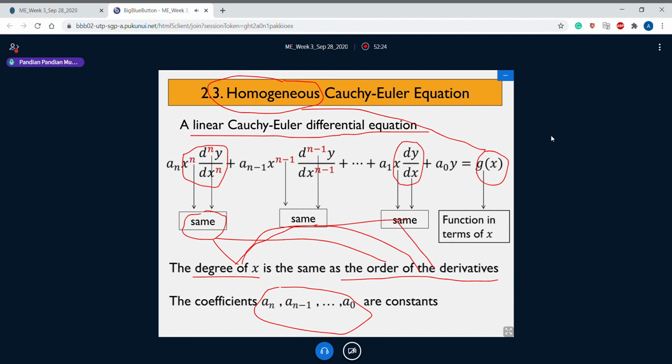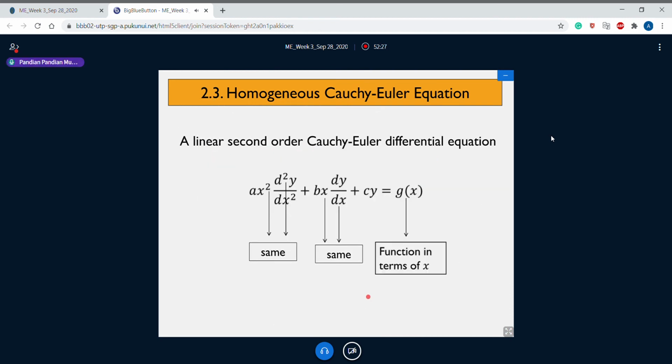So how to solve this? In order to solve, first we take one good example, the linear second order Cauchy-Euler differential equation. In fact, we only concern very much on second order because this is the best example we can give to you so that you can understand and build up your foundation very strongly. Homogeneous Cauchy-Euler equation focused on second order.